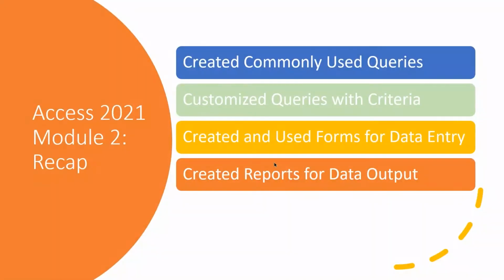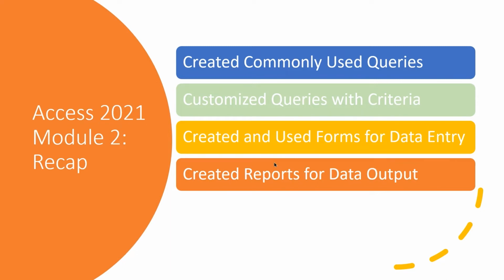To recap Module 2, we started by creating commonly used queries. We created a couple of queries using the Simple Query Wizard, and we created a query in Design View. We moved on to customizing queries with criteria, and you were introduced to using a wildcard in query criteria. After that, we went into creating and using forms for data entry. We created forms using the Form Wizard, and from Design View, we even created a form by using the Save Object As method.